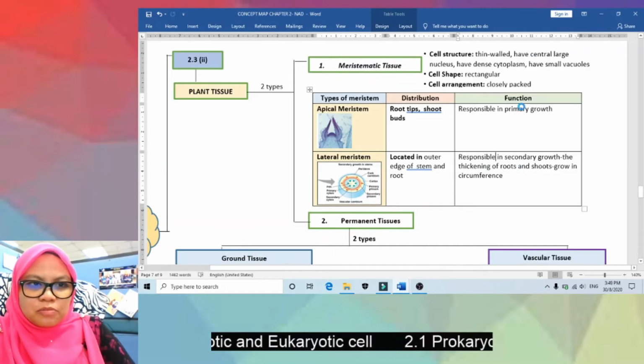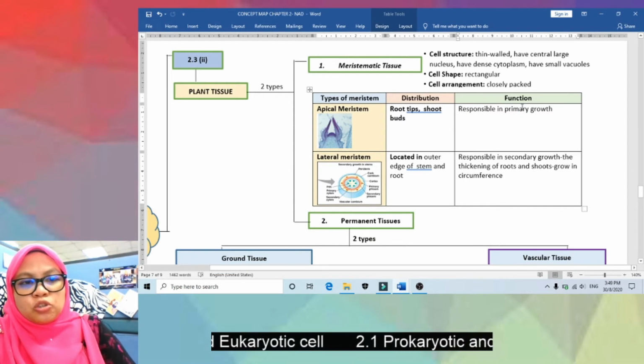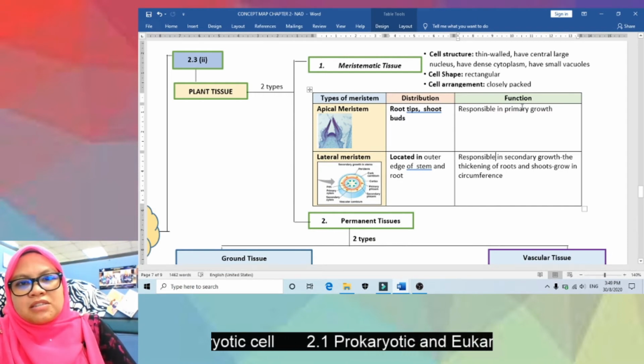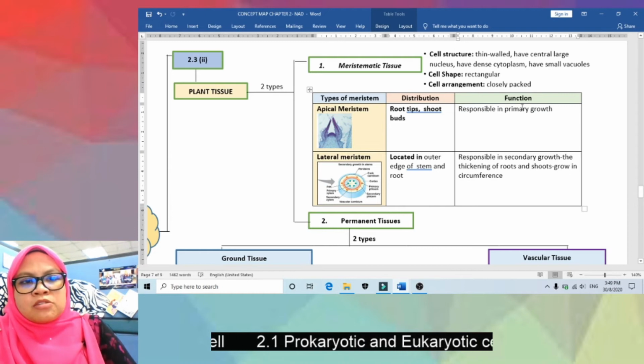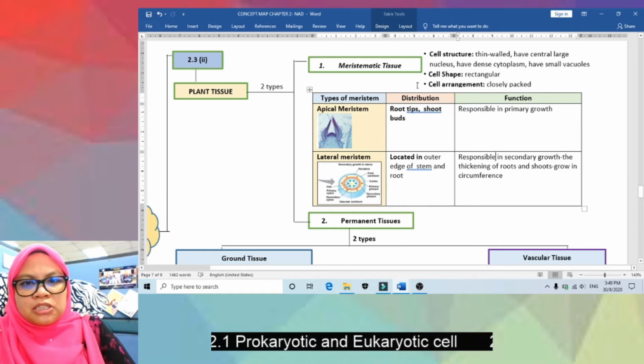Right, hi, Assalamualaikum. So now let's proceed to 2.3 plant tissue. So plant tissue has two types, meristematic tissue and also permanent tissue. So let's take a look at meristematic tissue.